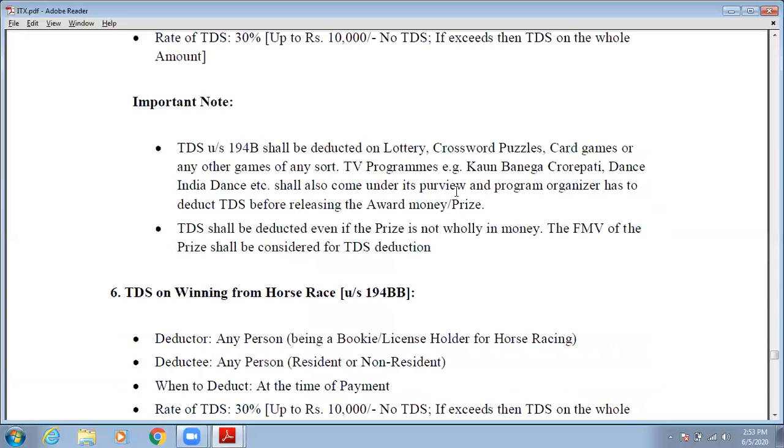TDS shall be deducted even if the prize is not fully in money. The FMV of the prize shall be considered for TDS deduction. So, if the prize is not in monetary terms, then in that case also TDS will be deducted. Now, on which amount will TDS be deducted? Since the prize is not in money, the fair market value of that prize will be used.